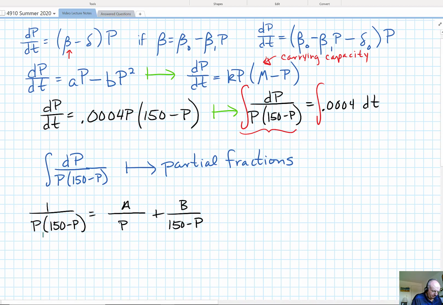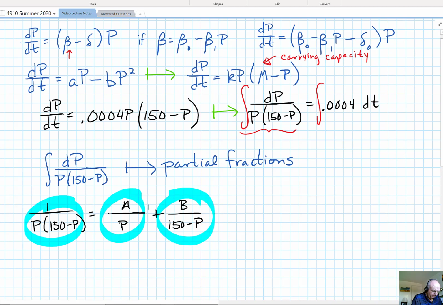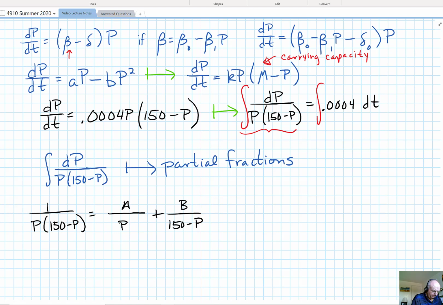I can say, all right, well, this could be broken down into something over p plus something over 150 minus p. And it is our task at this point to figure out what these two somethings are. Now, partial fractions can get more complicated, and you might need to use more complicated techniques. But for this particular example, it's pretty straightforward, because now we need to figure out what A and B are. So our technique is this: multiply both sides by p times (150 minus p). This is just simple algebra right here for us.